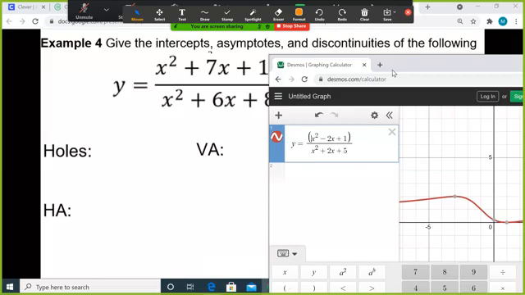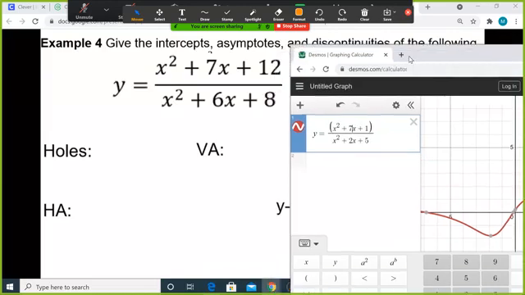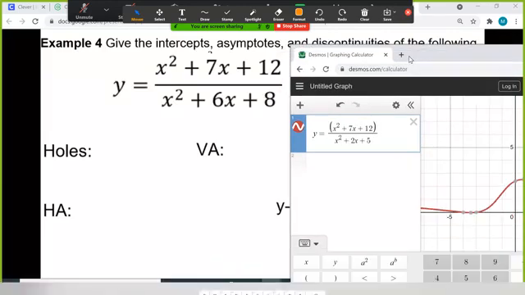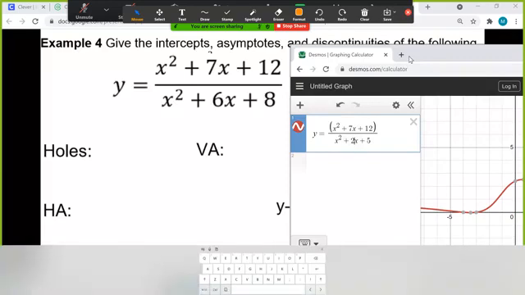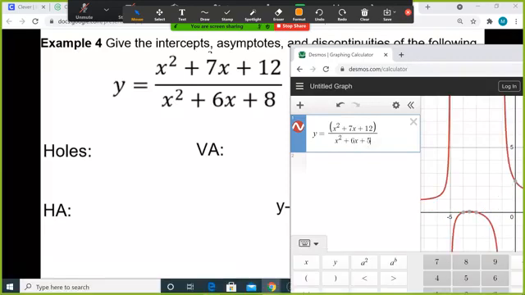x squared, or x squared plus 7, sorry. Plus 7. And then 12. And then x squared plus 6x plus 8.